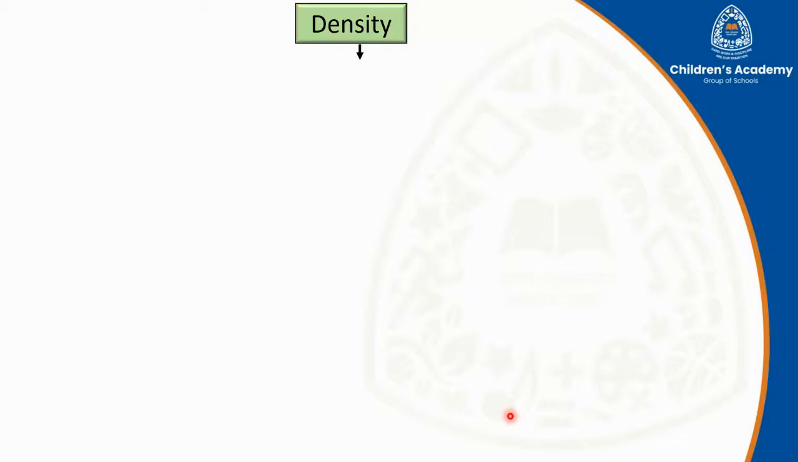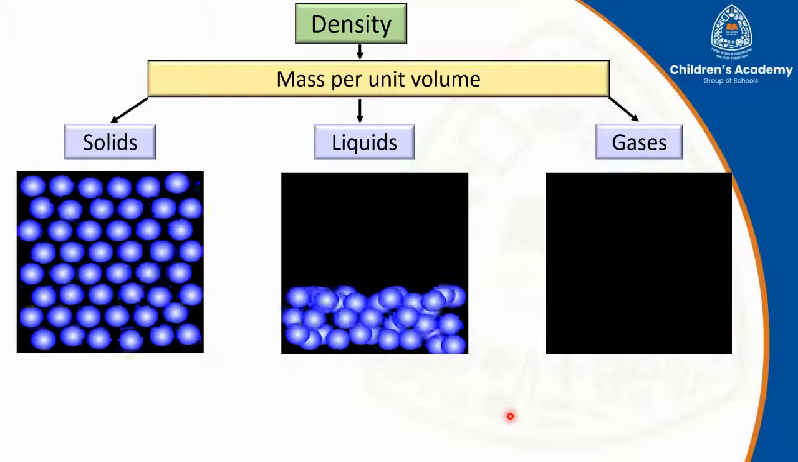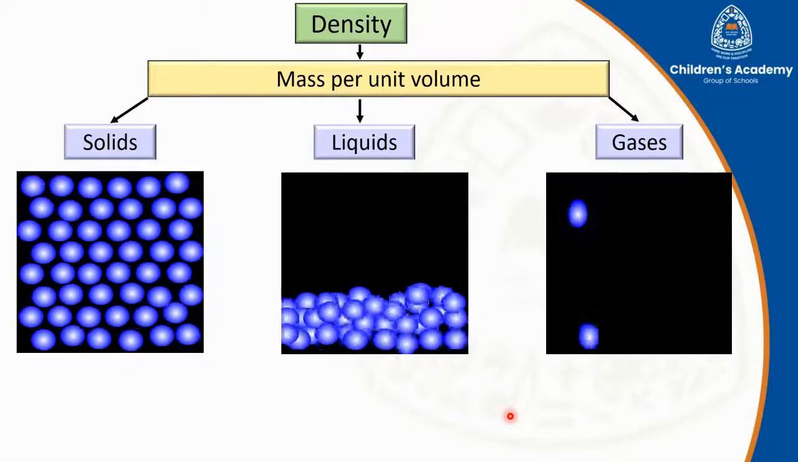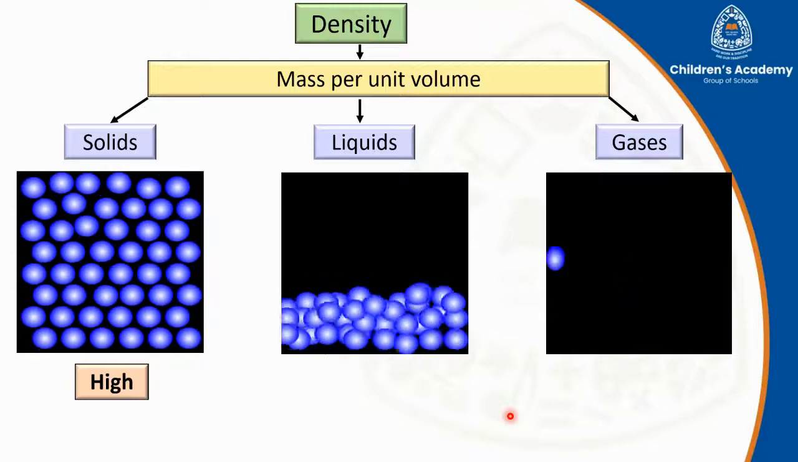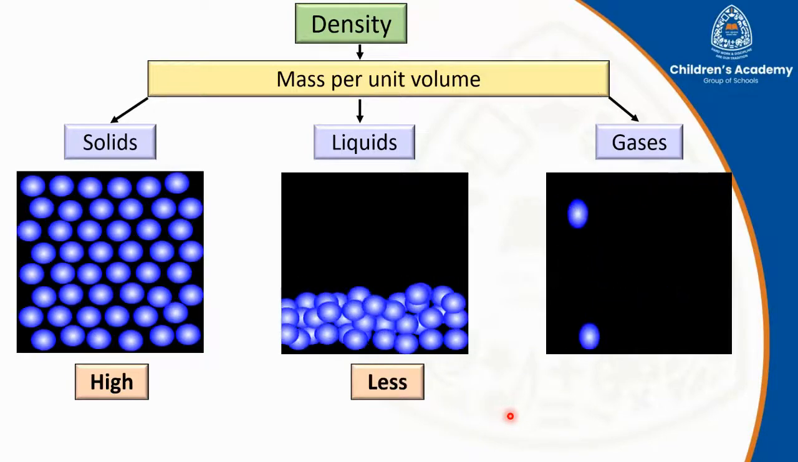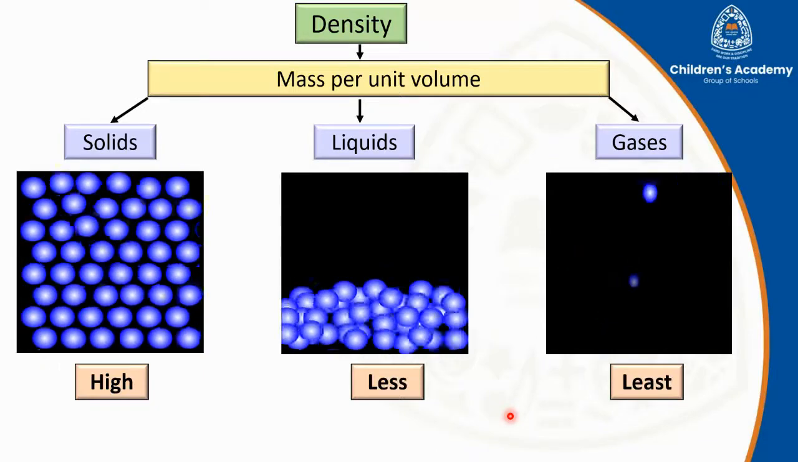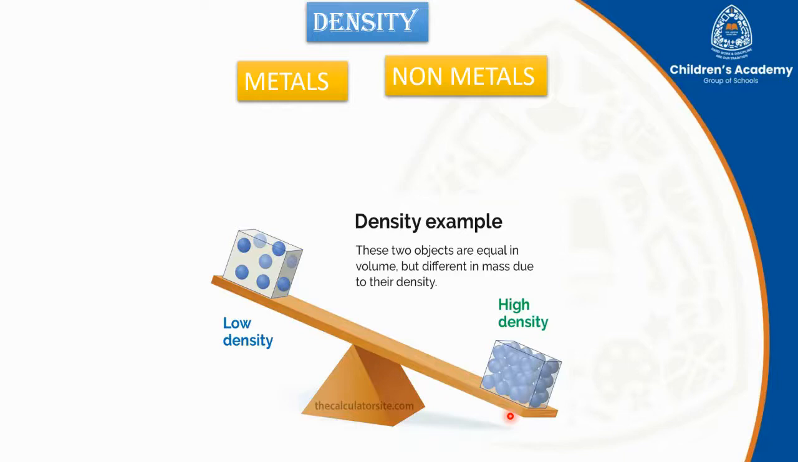In our previous module, we learned about density. Can you define the term? Correct. Density is defined as mass per unit volume. In that case, state the density in solids, liquids, and gases. Answer is solids are compactly packed and so they have high density, while liquids have less and gases are least dense. In that case, what must be the density of metals and non-metals?